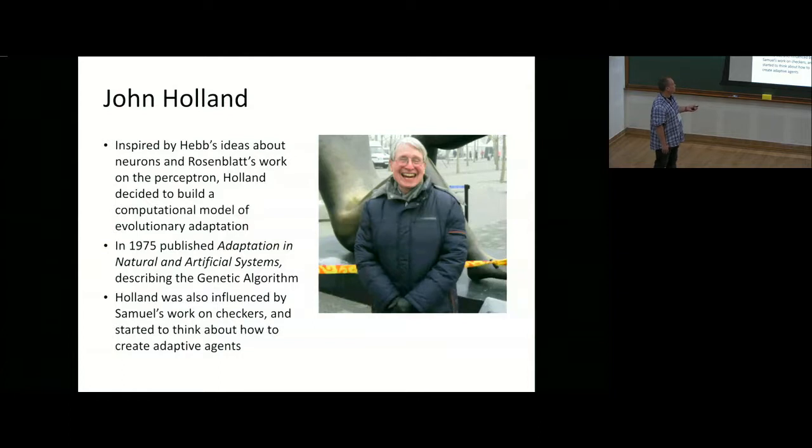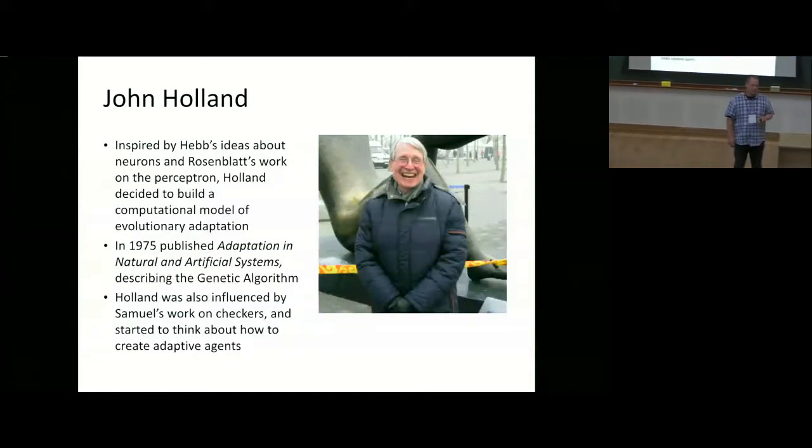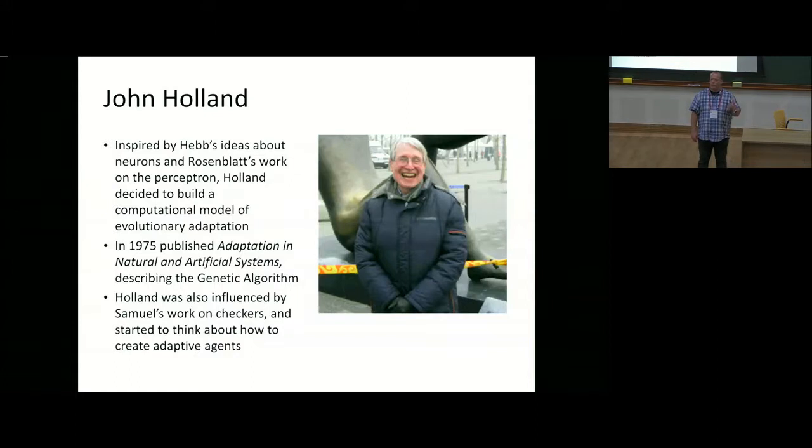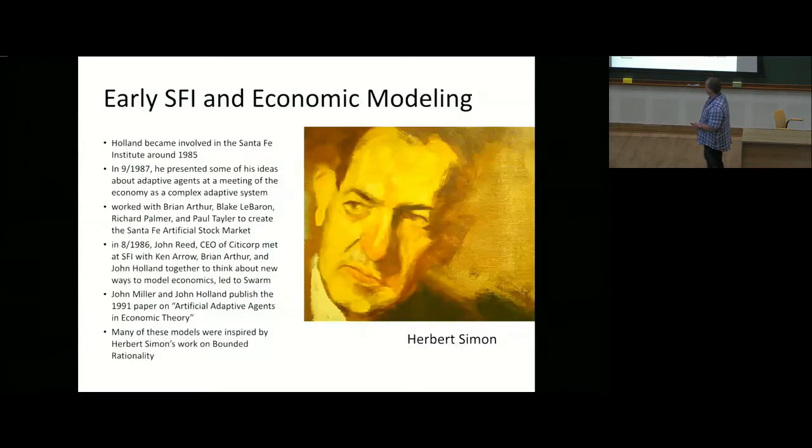Holland was also influenced by a guy named Samuel, who developed the first reinforcement learning algorithm to play checkers. Based upon that idea, he started to think about how we can take evolutionary concepts and embed them in a system that's trying to solve a problem, like an agent that's trying to solve a problem. And so he starts to think about agent-based modeling, really.